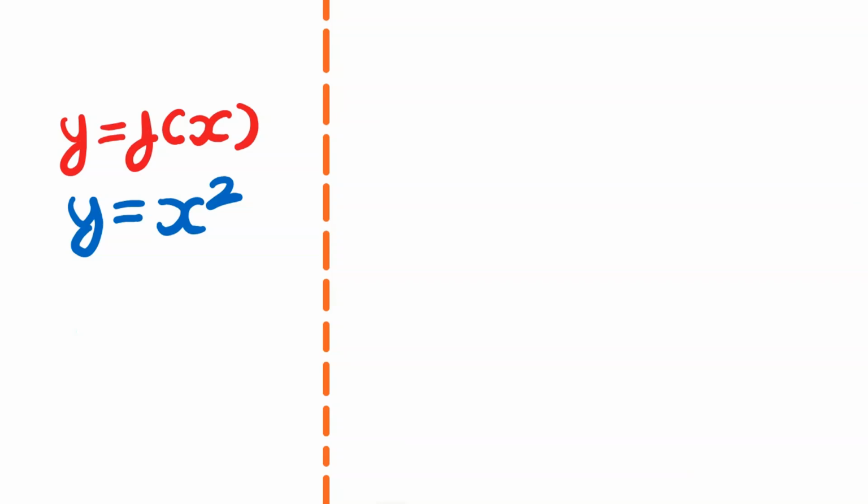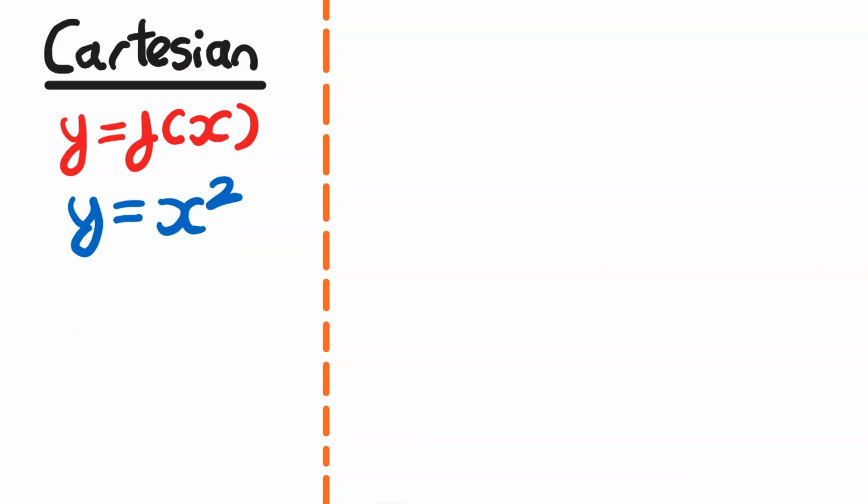So far in maths, we've been working with equations of the form y is equal to f of x. So for example, something like y is equal to x squared, where y is a function of x, and we call these Cartesian equations. In this video, we're going to talk about a new type of equation called a parametric equation.